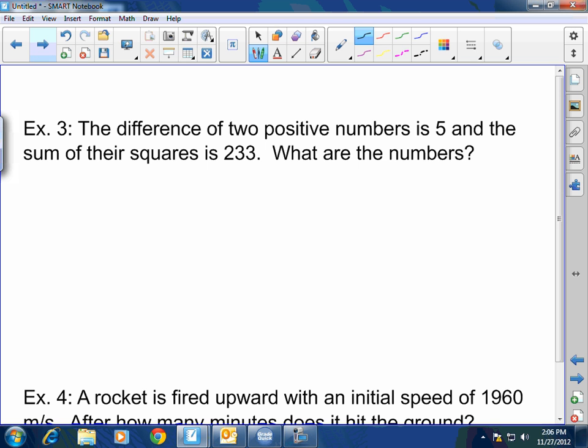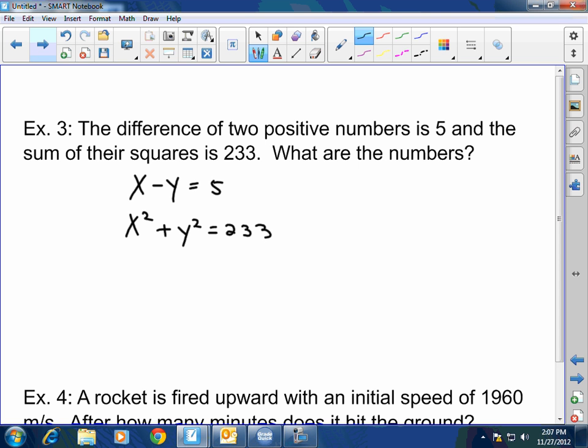Let's continue. The difference of two positive numbers is 5, and the sum of their squares is 233. What are the numbers? Again, we're going to have a system here. The difference of two positive numbers, so x minus y, is 5. And the sum of their squares is 233. So x squared plus y squared equals 233.